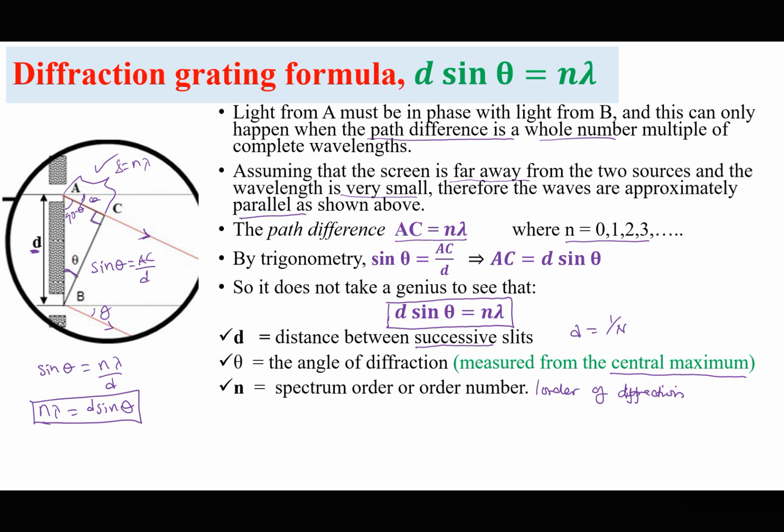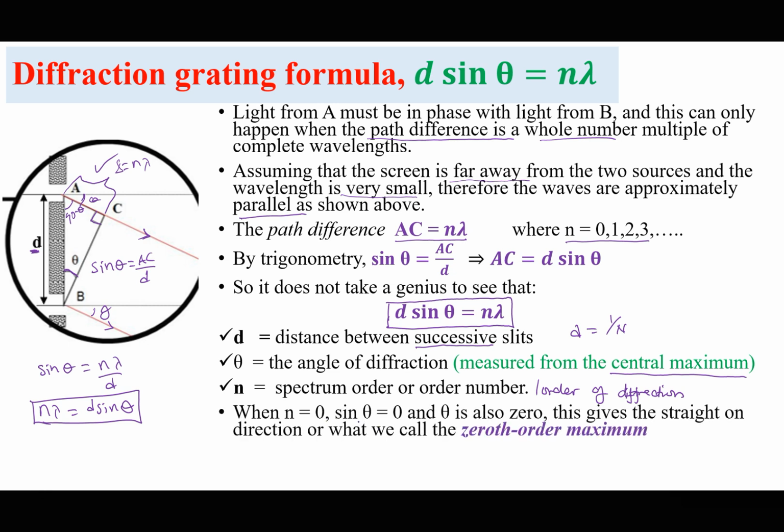So we have zeroth order, which is the central order maximum. We have the first order, second order, third order, and so on and so forth, both above and below the center. Then n could be equal to 0 when sine theta is equal to 0, and theta is also 0. This gives the straight on direction, or what we call the zeroth order maximum. So when n is 0, we have the zeroth order maximum, because sine theta will be 0, the angle of diffraction will be 0. In that case, light from the different sources is traveling equal distances to reach the center. So we form what we call the zeroth order maximum.